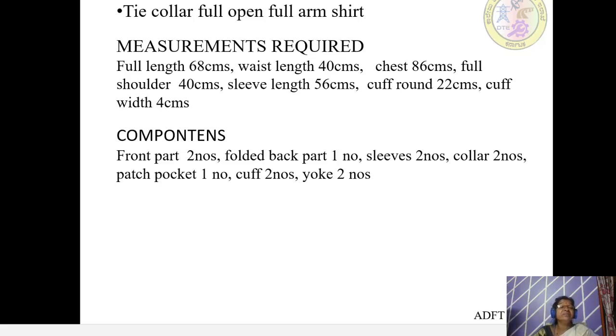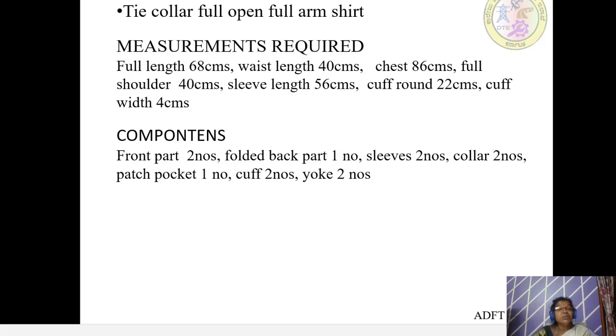Here I have taken full length 68 centimeters, waist length 40 centimeters, chest circumference 86 centimeters, full shoulder 40 centimeters, sleeve length 50 centimeters, cuff round 22 centimeters, cuff width 4 centimeters. Now, let us see what components are required for this shirt.